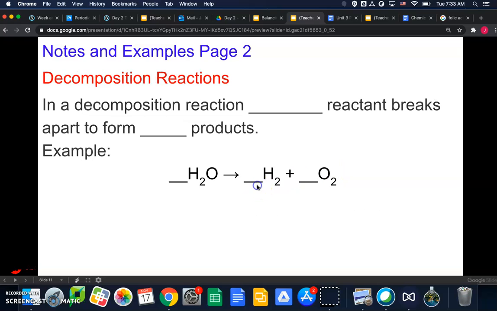Okay, now I'm going to start going a little bit quicker through these. Next up is a decomposition reaction. In a decomposition reaction, how many reactants do we have? Well, there's just the one right here. So one reactant breaks apart to form 2 products. Okay, so then let's go through the example.